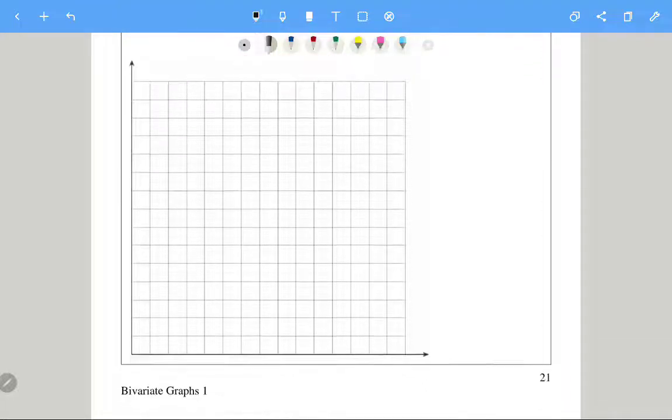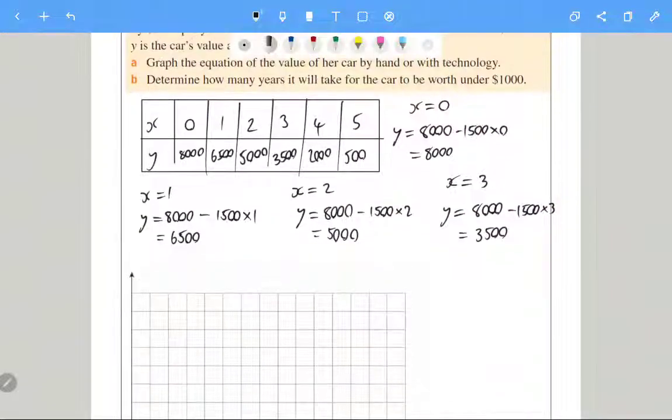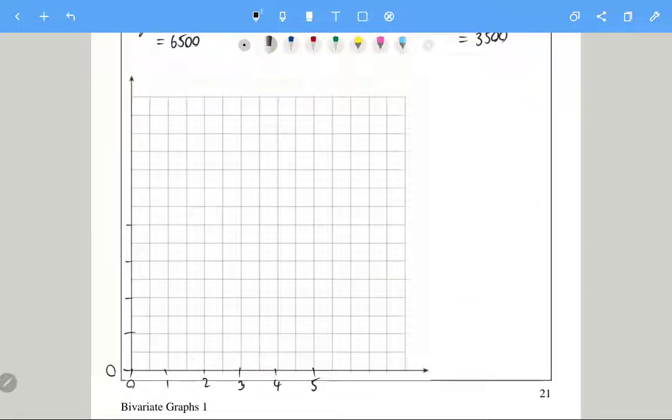Now I'm going to do my x's. Now, you'll notice my x is going to go from 0, 1, 2, 3, 4, 5. But my y is going to have to go up in much different steps. Why? Because the smallest number is 500 and the biggest number is 8,000. So I'm going to go up in a bit bigger numbers. Alrighty, so I've worked out that going up in 2000s, or that each space is 1,000, is the easiest way to do it.